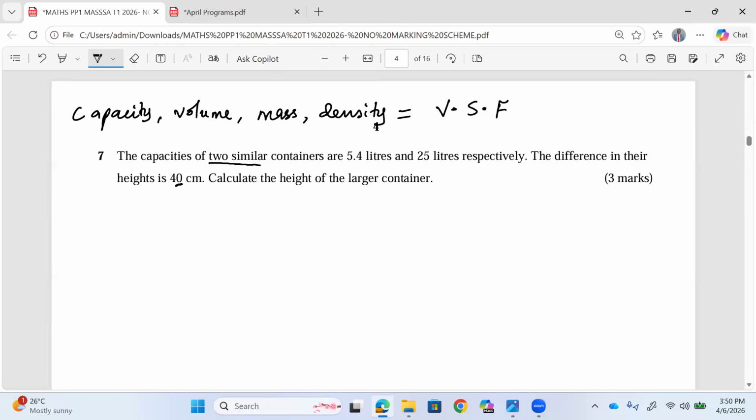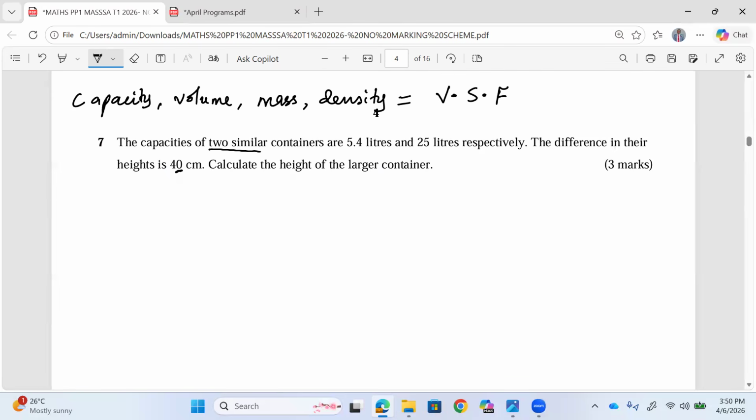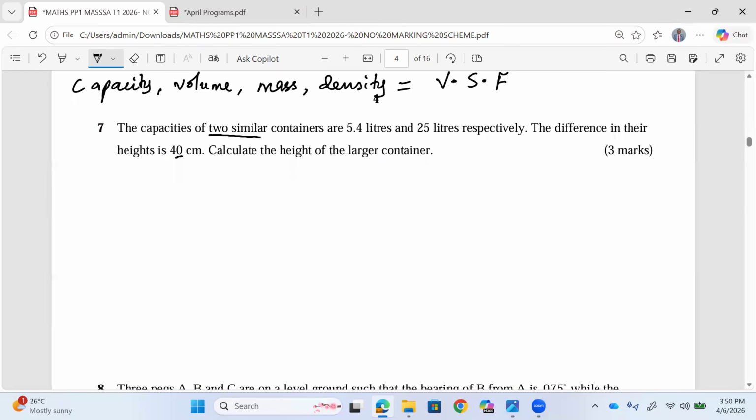Now that we have the two capacities, then why can't we proceed and find volume scale factor? So volume scale factor of the two containers shall be, okay, we can start with the larger over the smaller. So 25 over 5.4. 25 out of 5.4.